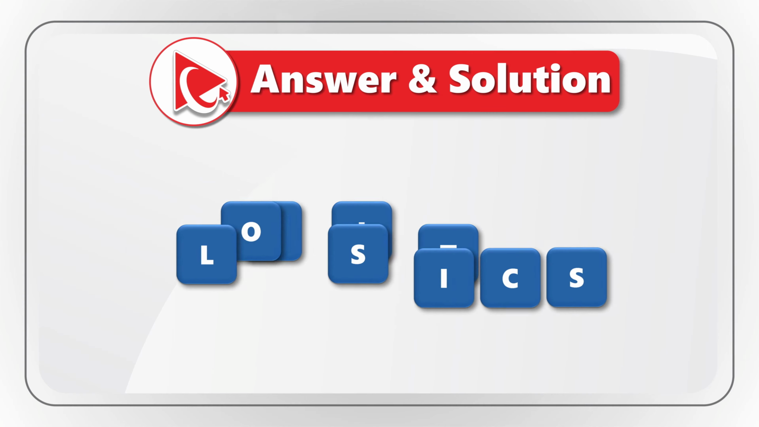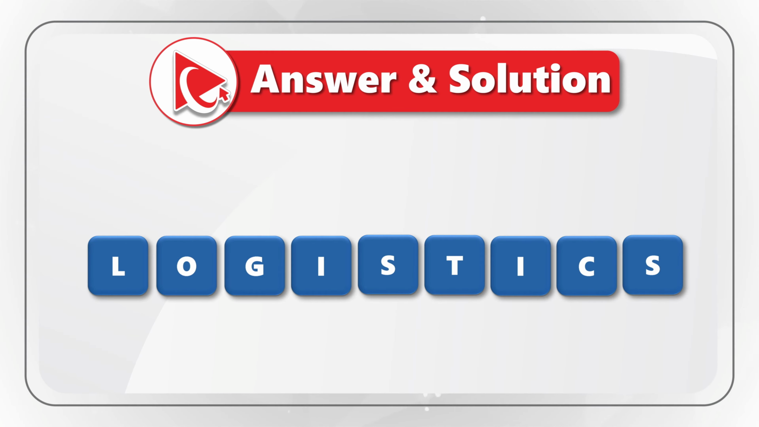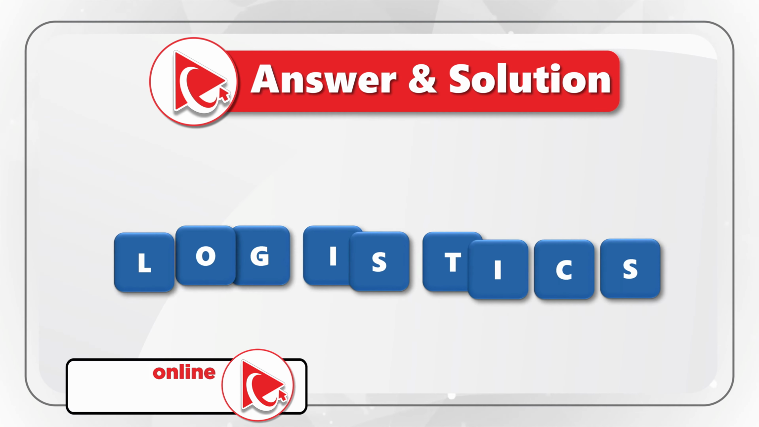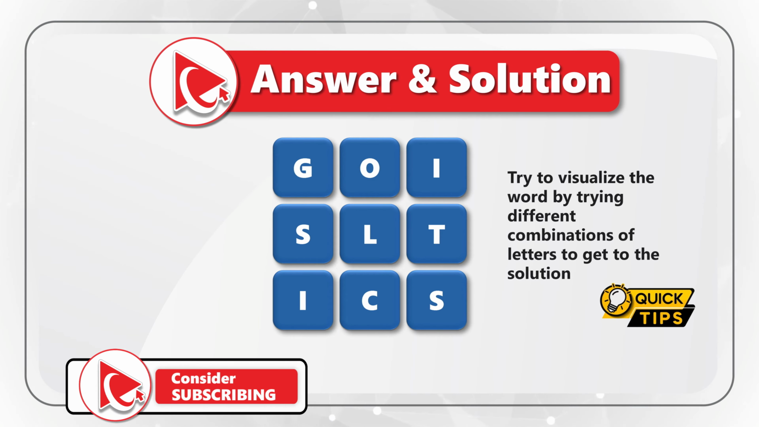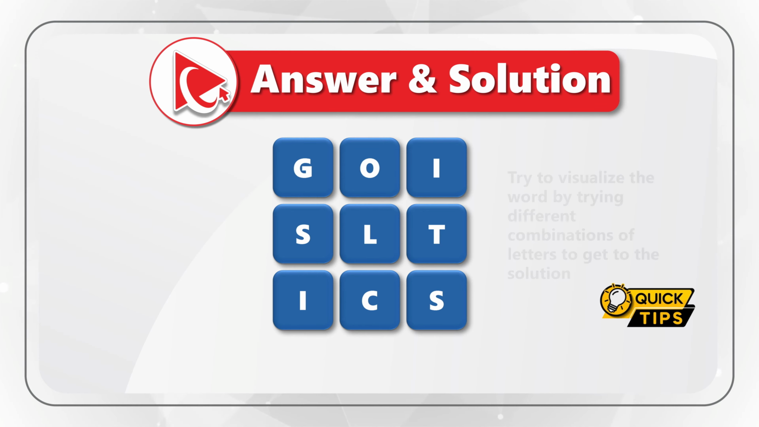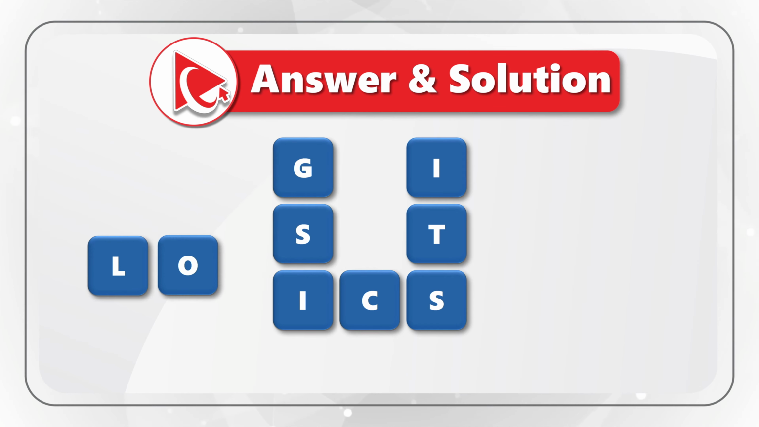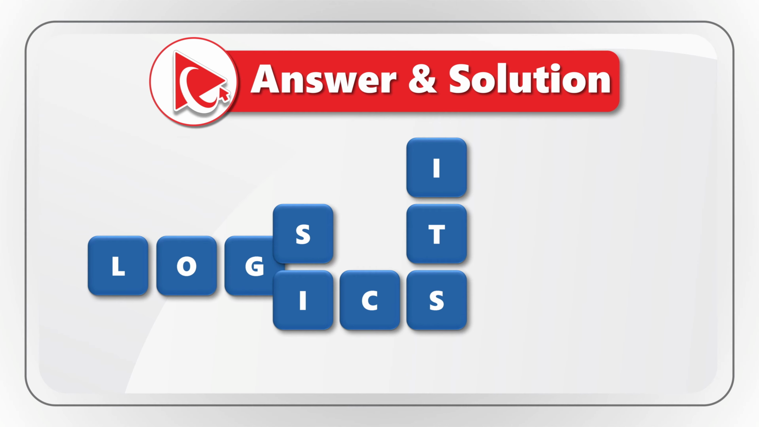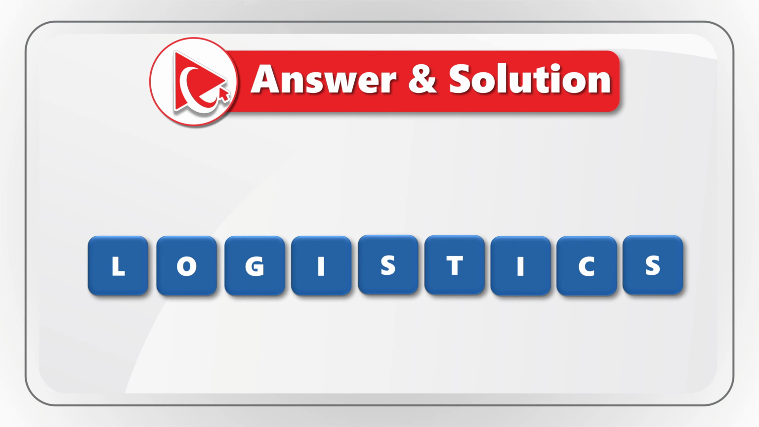The answer is logistics. The word is spelled L-O-G-I-S-T-I-C-S. To get better at solving these types of challenges, try to visualize the word and try different combinations. For example, if you look at the original 9 letters, you will see that if we start from the middle, you can start building the word. L-O-G, and then you build the remainder of the word to get to the correct answer.